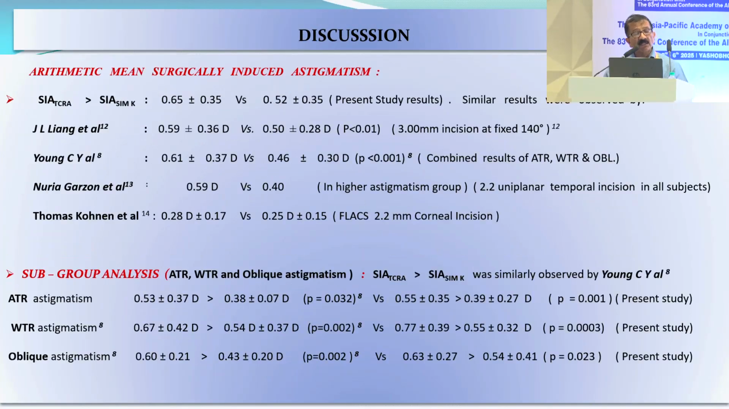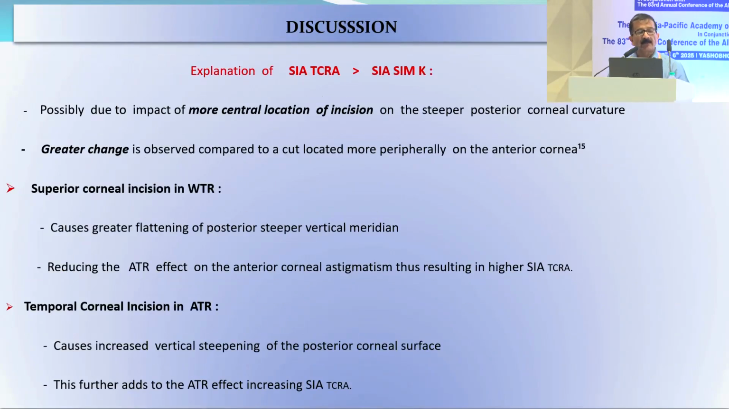Now, results similar to the present study were also observed by J. Liang, Yang YC, Nuria Gorzan and Thomas Cohen for the combined results. And for the subgroup analysis, it was in comparison with the Yang YCL study. Now, the explanation for the refractive astigmatism SIA being more than the simulated keratometry SIA was possibly due to the impact of the more central location of the incision on the steeper posterior corneal curvature; a greater change is observed compared to a cut located more peripherally on the anterior cornea. The superior corneal incision in WTR causes greater flattening of the posterior steeper meridian, reducing the ATR effect on the anterior corneal astigmatism, thus resulting in the higher SIA TCRA.